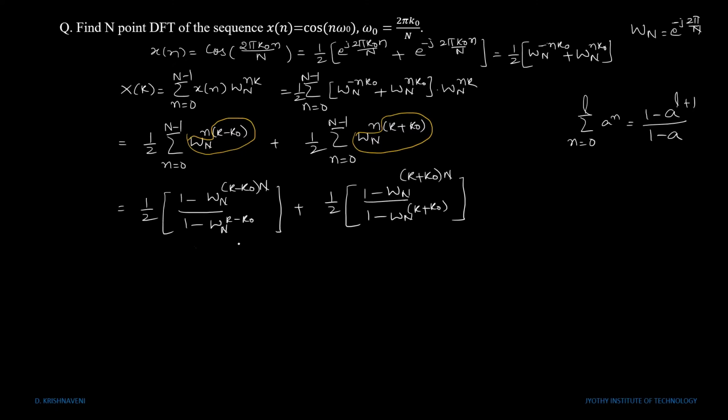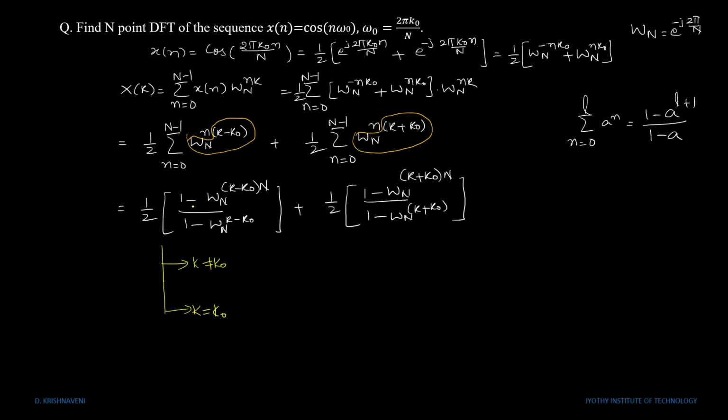Now as we had discussed in the previous class, we have to check for what value of k the denominator can become 0. So here when k equal to k naught, the denominator can become 0, and in this second summation, k equal to minus k naught, then the denominator can become 0. So here we have two conditions. When k is not equal to k naught, this summation holds good, and when k equal to k naught, then we have to find out the solution to the summation, because the result whatever we have got will not hold good, because the denominator would have become 0.